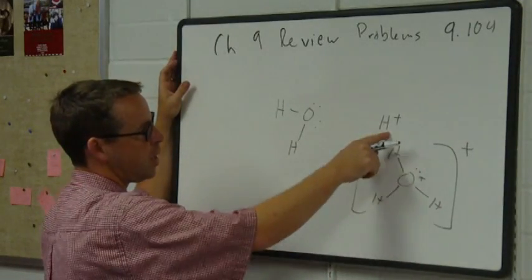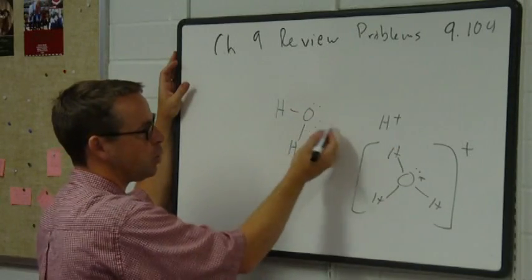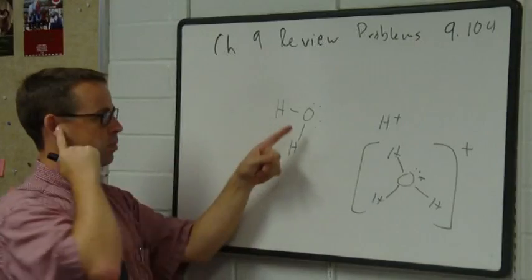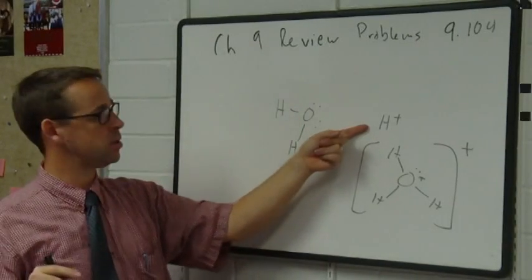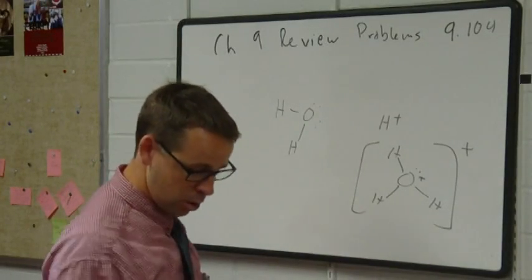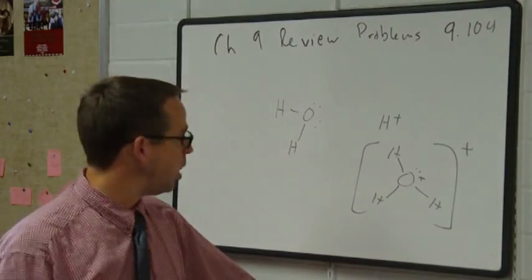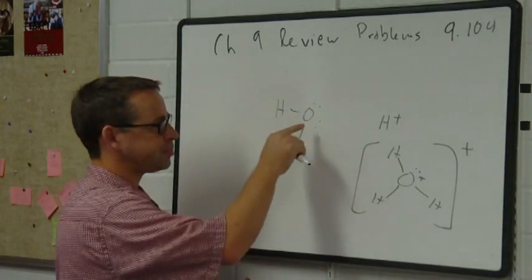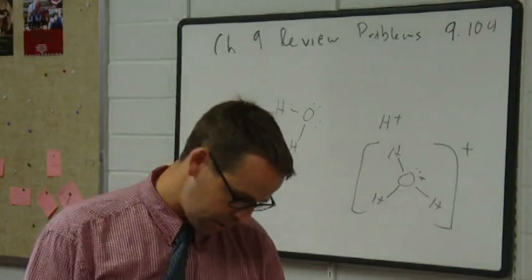And so we see that when this bond is made, this oxygen in this water provides both electrons to this hydrogen in the bond, and that's the definition of a coordinate covalent bond, a bond in which one of the elements contributes both electrons to the bond.